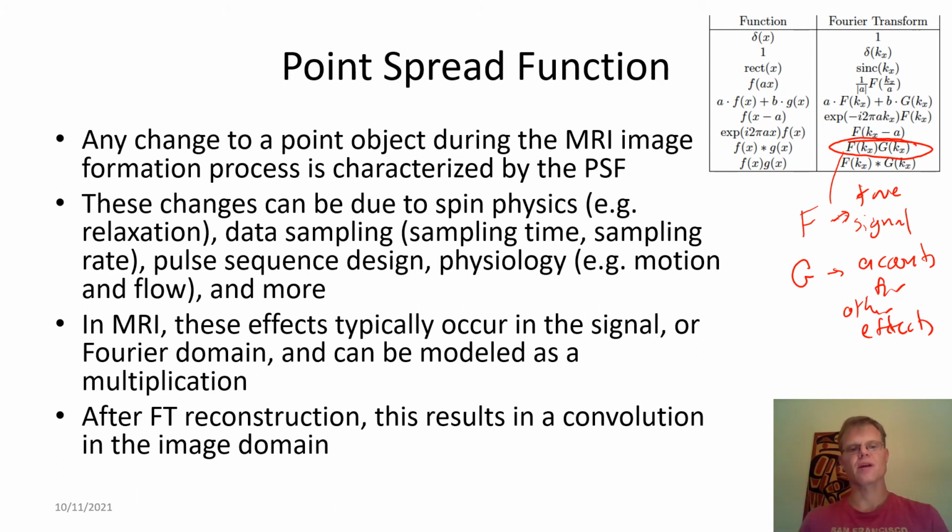And because we have this phenomenon where our signal is multiplied by these effects in the Fourier domain, what we end up with in our image is a convolution in our image domain. All right, so we made it back. I said convolutions would be relevant. And that's because when we have these effects, again spin physics and data sampling, that typically are multiplications in the signal or Fourier domain, then they create a convolution in the image domain.